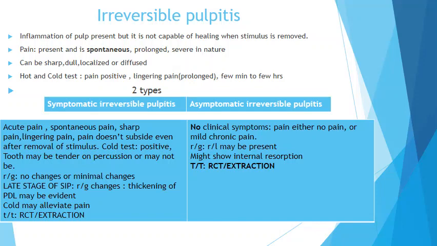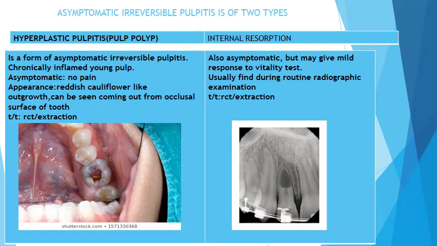Now it is asymptomatic, which means that clinically it will show no symptoms. Either there will be no pain or there will be a mild chronic pain. And when you see the radiograph for the tooth, there may be radiolucency present, or the tooth may have a deep restoration, or might show internal resorption, because internal resorption is also one of the forms of asymptomatic irreversible pulpitis. Again, how will you treat it? Either root canal treatment or the alternative treatment, extraction.